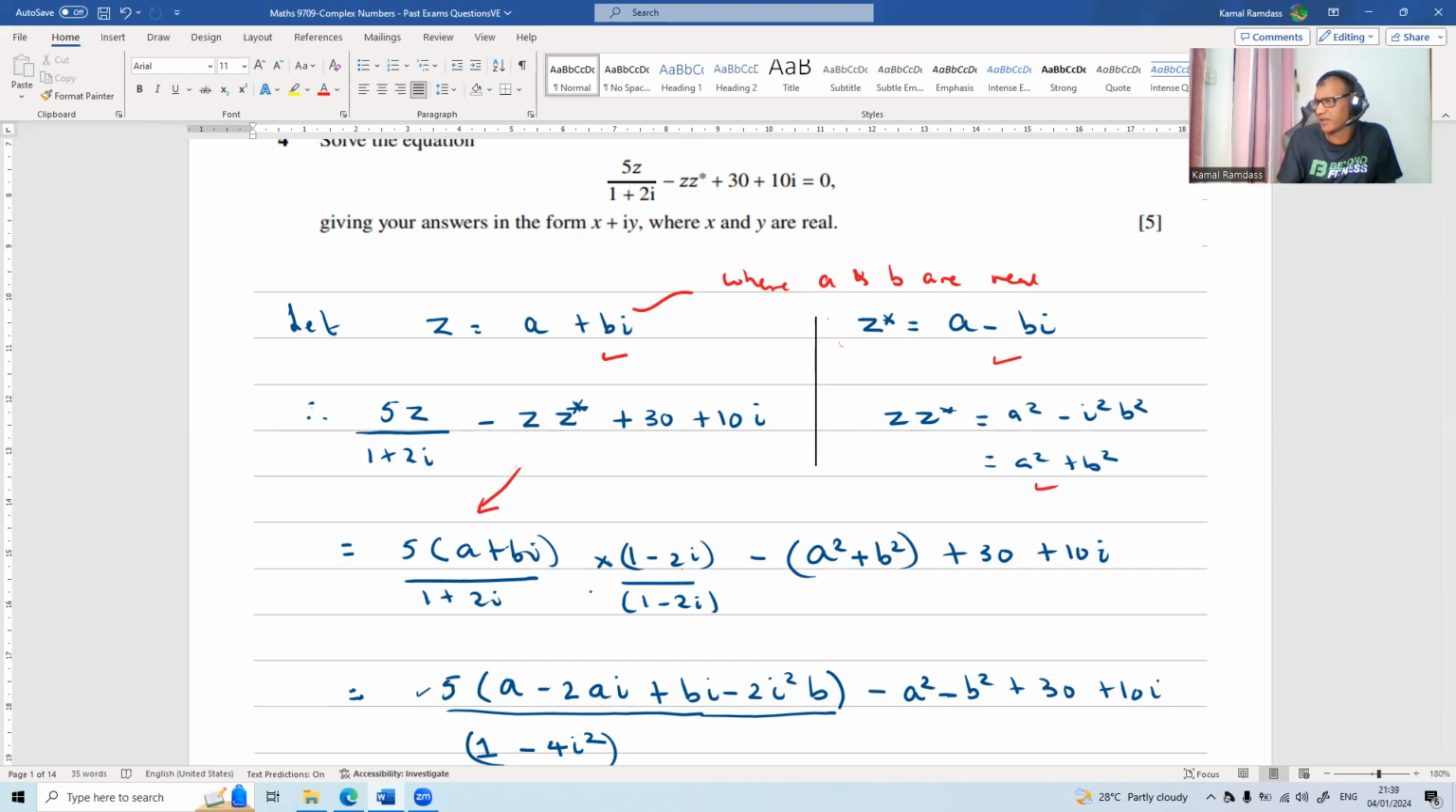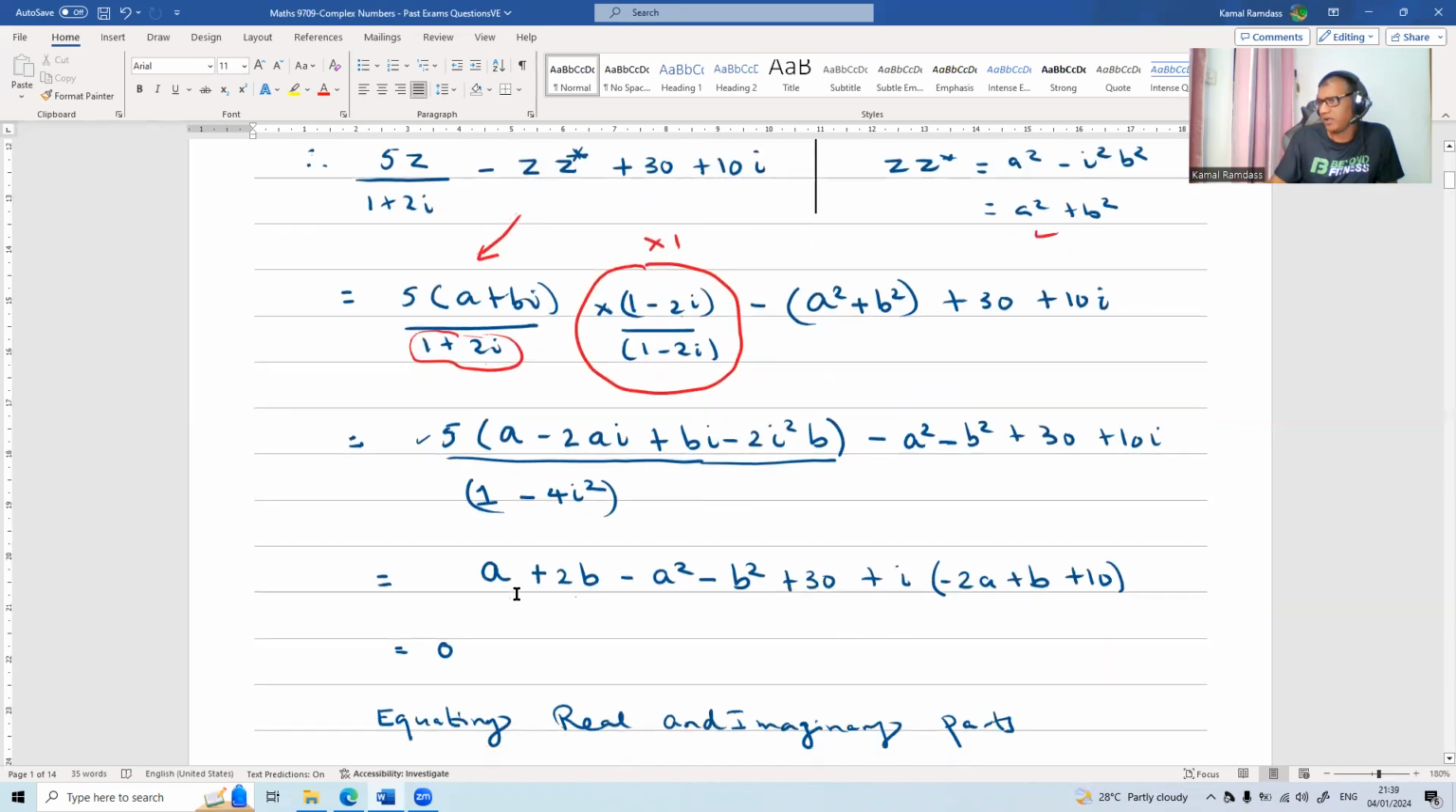Et 30 plus 10i reste pareil, mais seulement, mon envie eliminate the complex number from the denominator. What I do? I multiply the denominator by its conjugate, pour gagner un real number, mais seulement, moi besoin multiply the numerator also by the conjugate. Et ça, comme je dirais, on va multiply by 1.